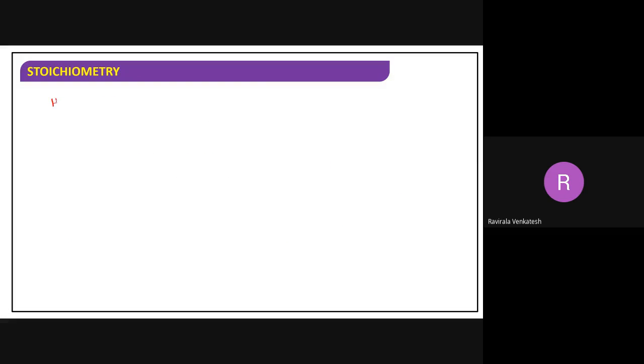H2S2O8. Try this here also, how much are you getting? This is called Marshall's acid, peroxydisulfuric acid. The previous one is peroxymonosulfuric acid, H2SO5. And this one is peroxydisulfuric acid. Now try this one, how much are you getting for sulfur?